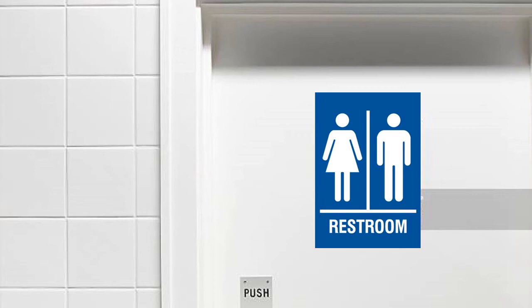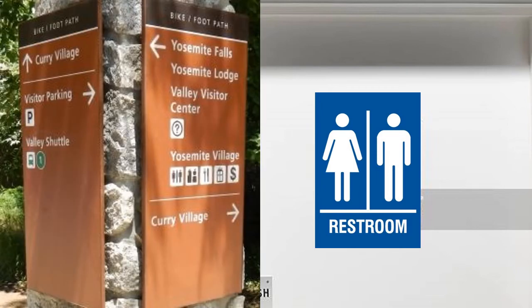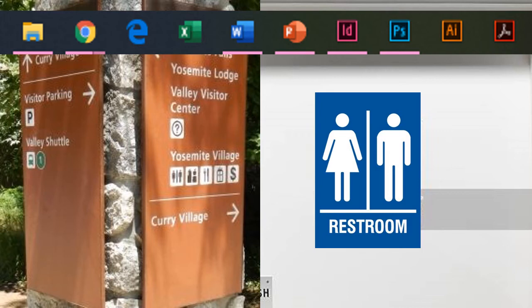Signs and symbols serve many functions in graphic design and in the world. They could be standalone images, like this pictograph on a restroom door. They could be components of a broader design solution, like this signage system in a national park. And they can also serve as icons in our digital interface.